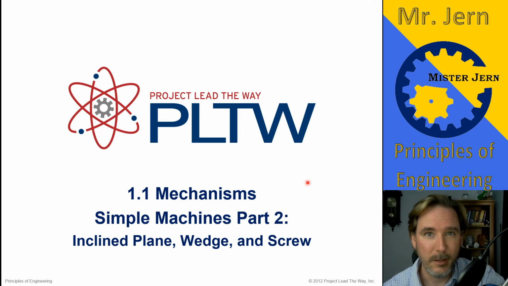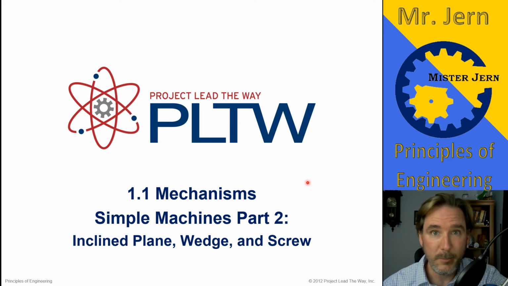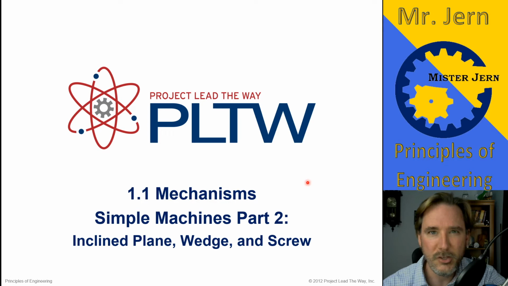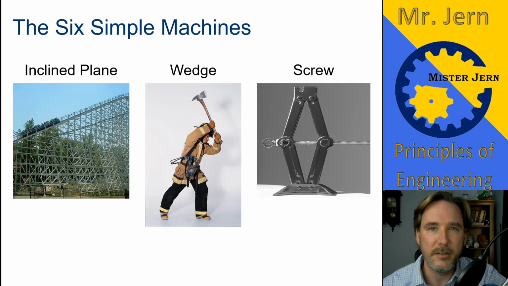In Part 1, we talked about the lever, mechanical advantage, the wheel and the axle, and the pulley. Today we're going to wrap that up because we have the three other simple machines: the inclined plane, the wedge, and the screw. Remember, there are 6 simple machines, and these are just the second three of that bunch.